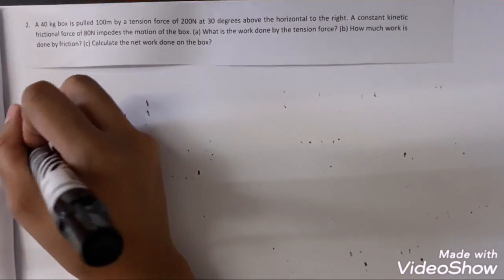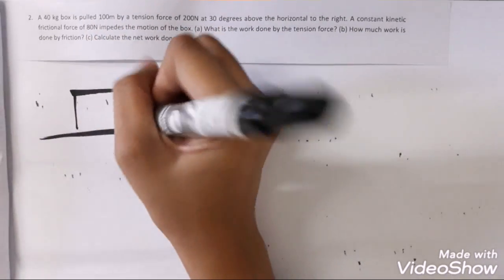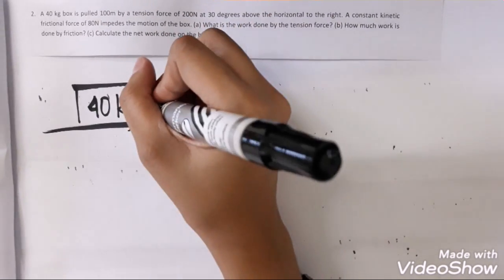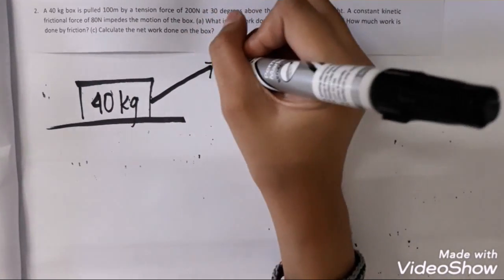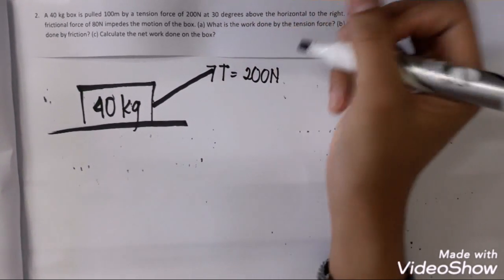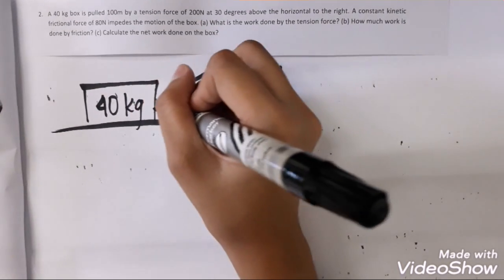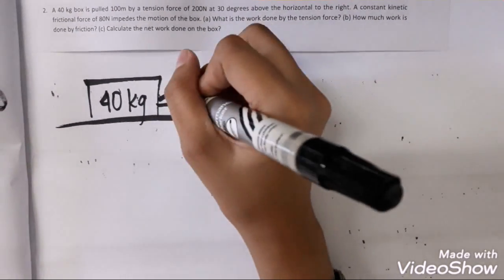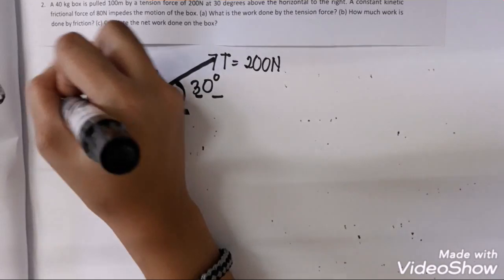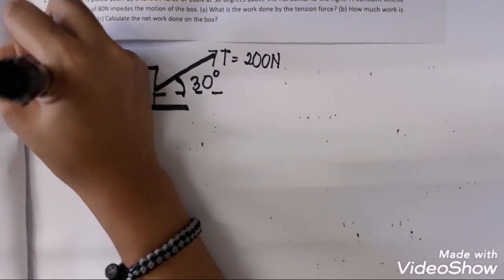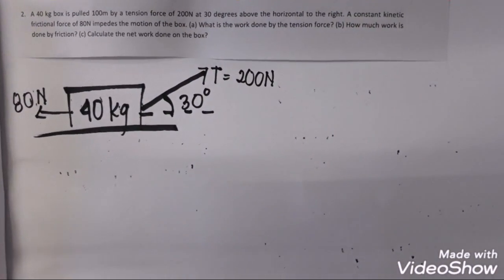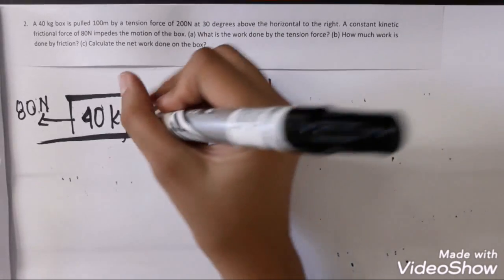Let's draw it this way. We have a 40 kilogram box, tension of 200 Newton and 30 degrees above the horizontal. We have 80 Newton here. Now, the tension force has an x component.